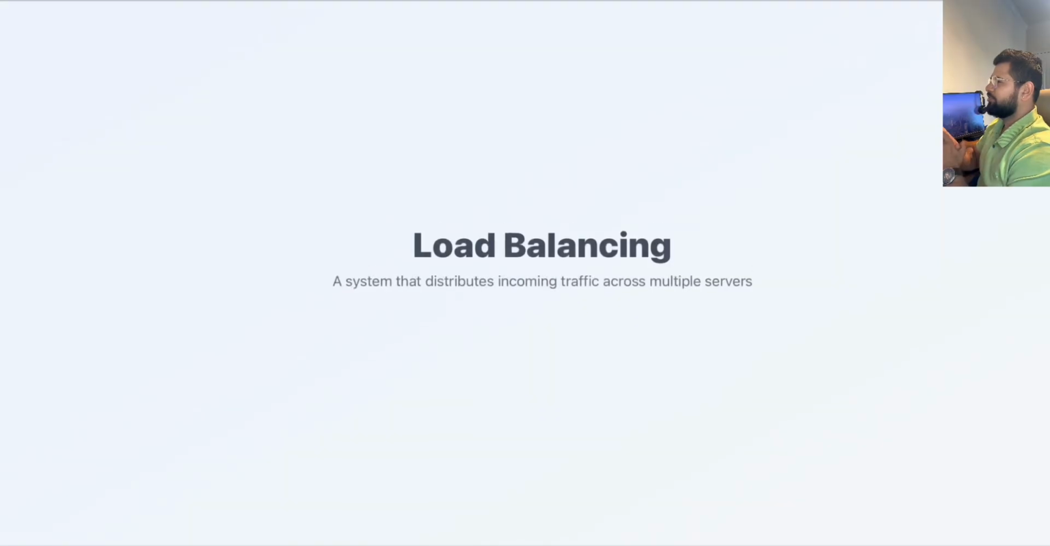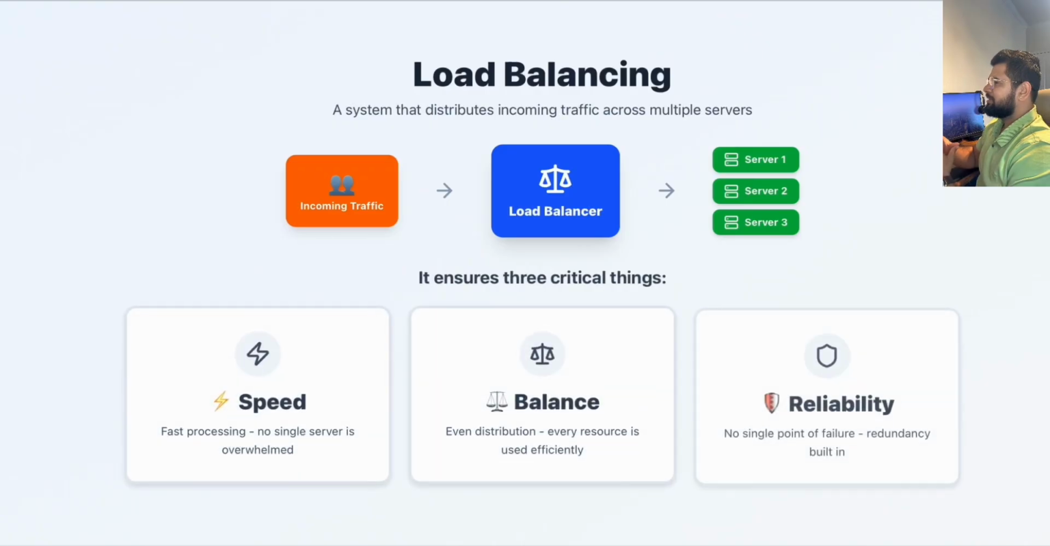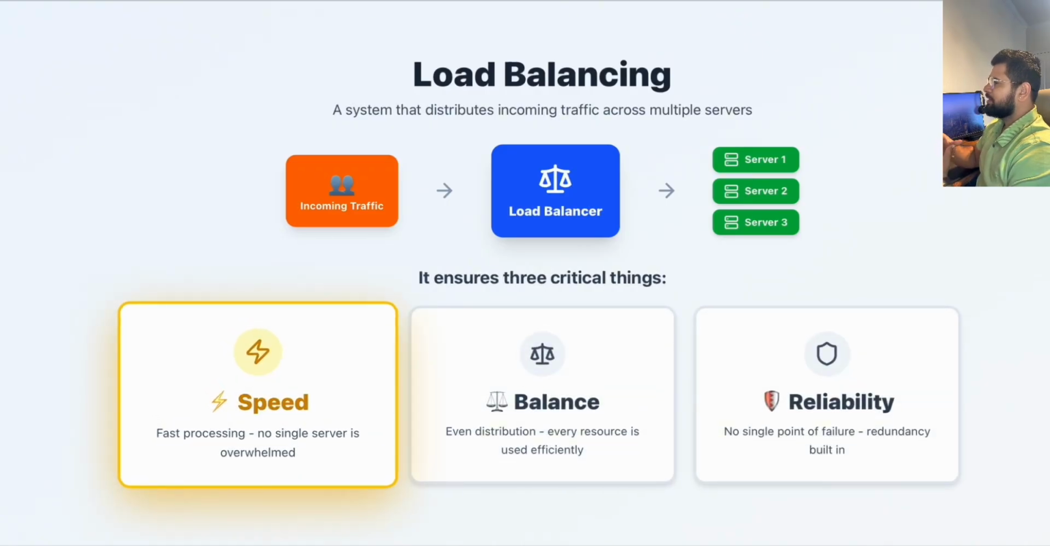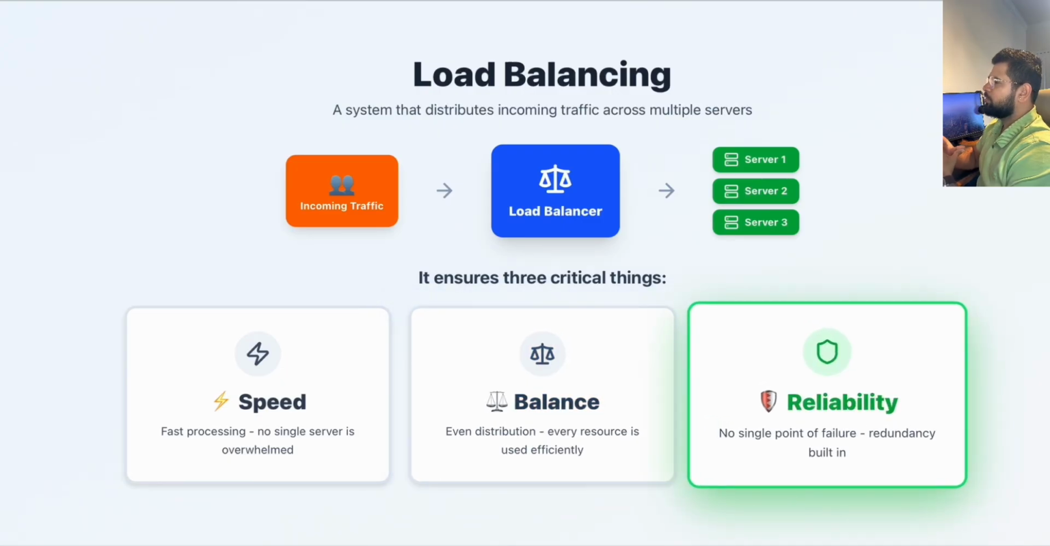So, here's the solution: load balancing. A load balancer is a system that distributes incoming traffic. Think of our passengers across multiple servers, or in our case, security checkpoints. It ensures three critical things: speed, fast processing because no single checkpoint is overwhelmed; balance, even distribution so every resource is used efficiently; and reliability, no single point of failure. If one checkpoint goes down, the others keep working.